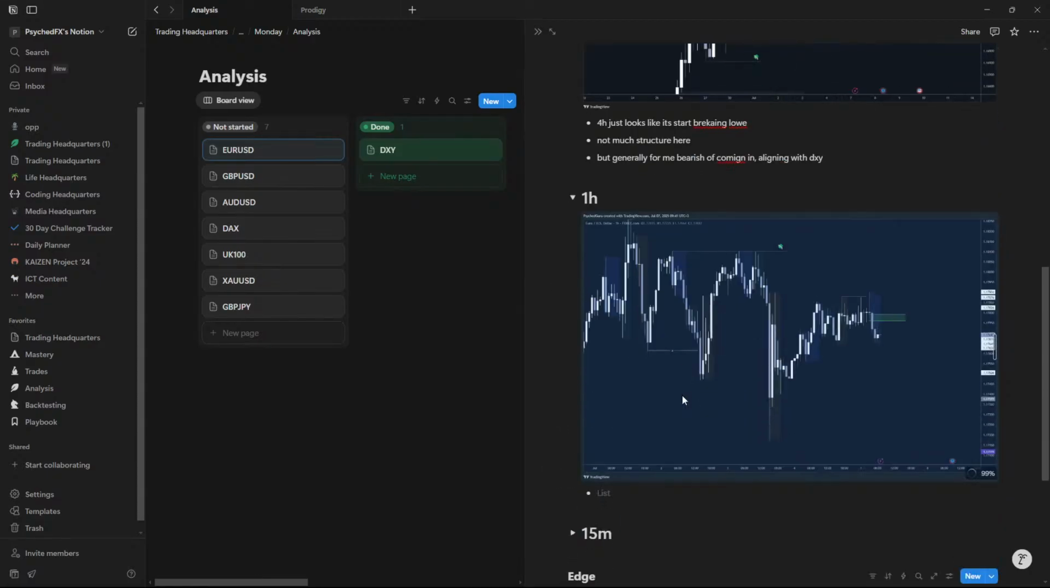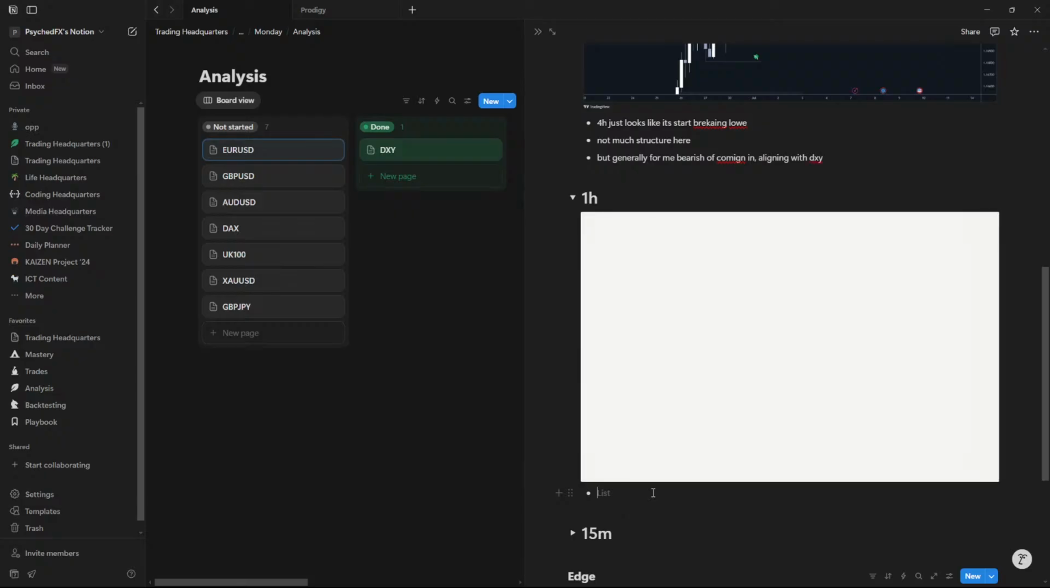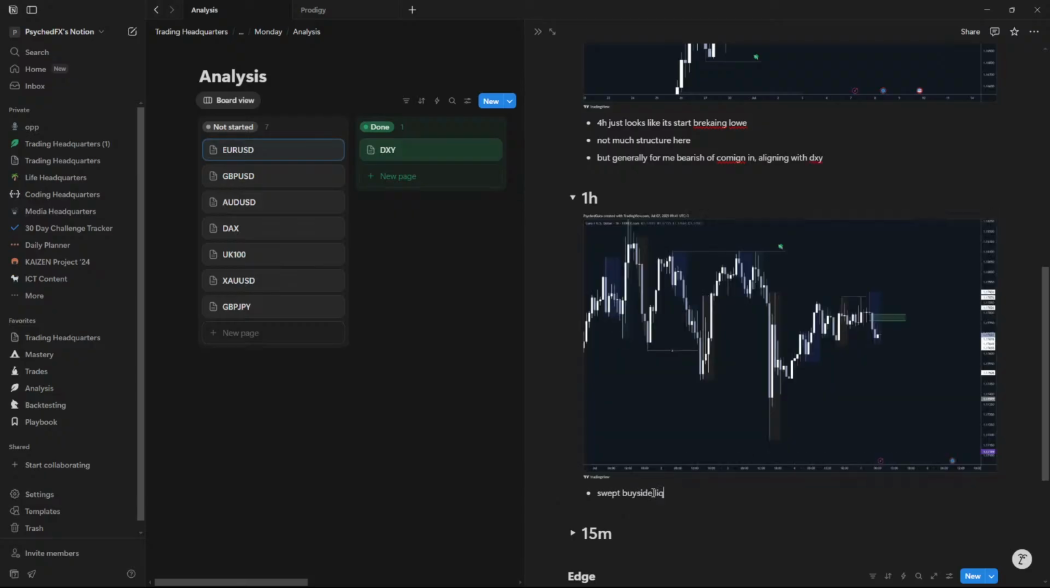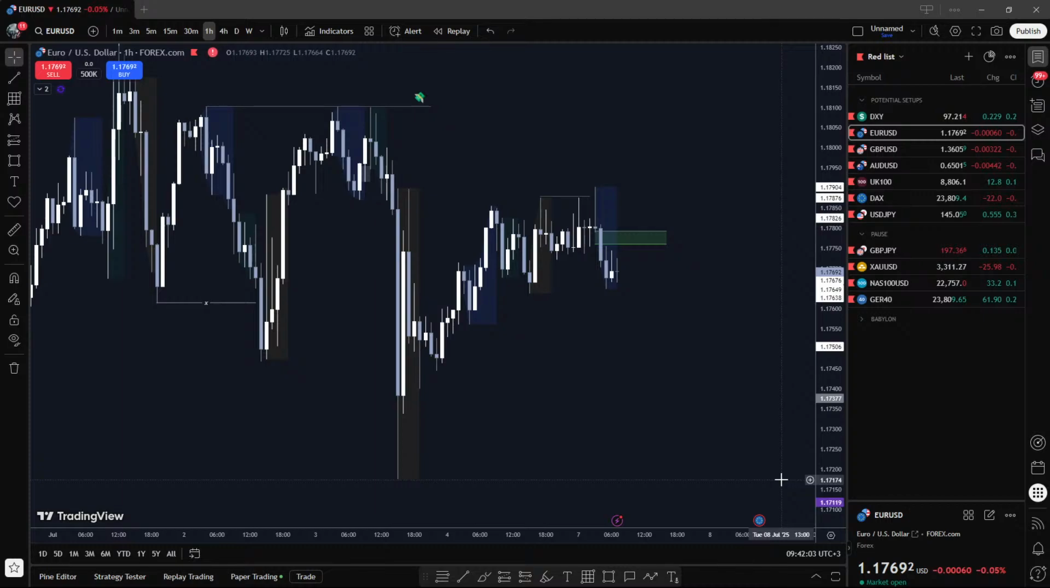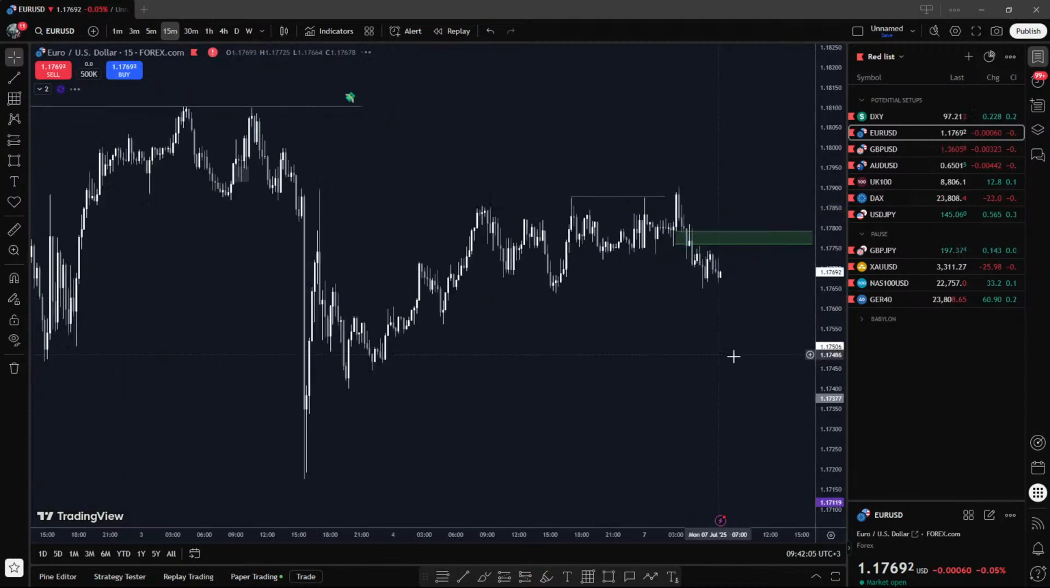I would prefer to trade GU. Swept buy side and sell side liquidity from Friday, and also NFP high, so pretty high confluence on going lower. I mean one confluence and the gap is the second. Technically it's valid, so just look to keep targeting lower. Generally not my best pair for today, but it does look decent.